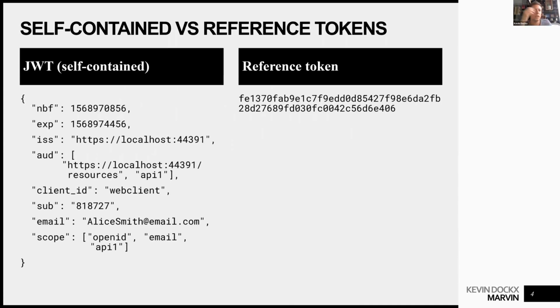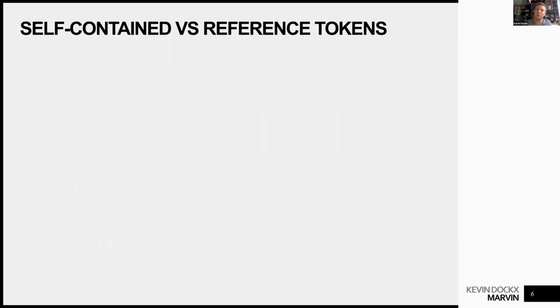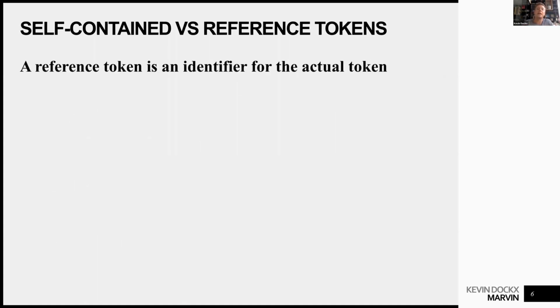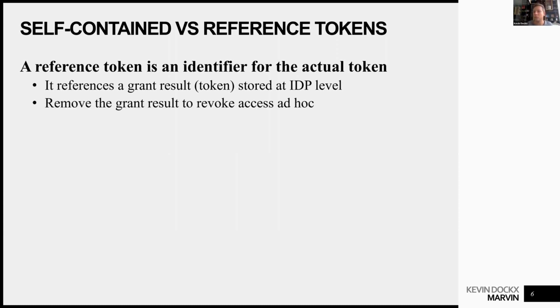So if you look at the previous slide again, a reference token is just an identifier, as you see. So this doesn't really contain any information other than a reference to the actual result of the grant. So a reference to what you see on the left, a reference to what's in the self-contained token. And that content is stored at level of your identity provider. So this is pretty nice. It means I can now revoke access at any given time, ad hoc, whenever I want. And I can do that by removing the grant result at level of the IDP.